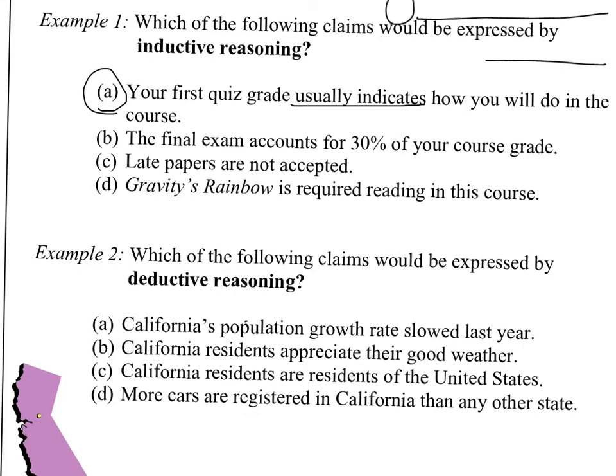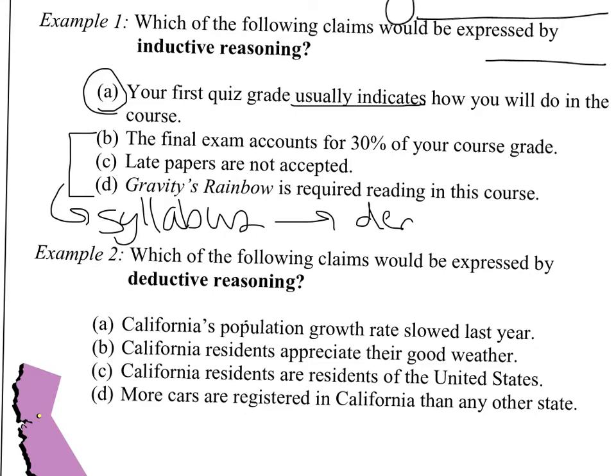Okay? B, the final exam accounts for 30% of your course grade. C, late papers are not accepted. Or D, Gravity's Rainbow is a required reading. All of these things are probably written in your syllabus. So they are written as fact. They're something that you could read. It is not something that you are expected to figure out on your own. It's something that is told to you. So since that is something that's told to you, you read it, that is deductive reasoning. So the one that's inductive is the one you figure out by yourself, which would be your quiz grade.